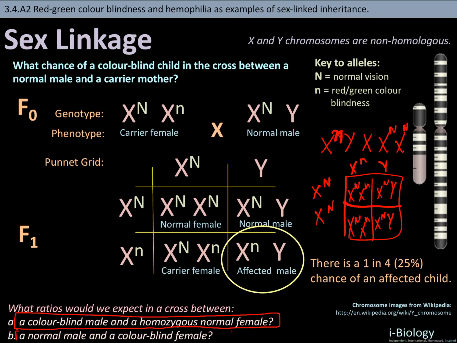How about a normal male and a colorblind female? So normal male, capital N Y, and a colorblind female is small n, small n. So boys, 100% gone. 100% boys colorblind, but females, both are carriers because they get one. Both females are normal but carriers. All males are colorblind. Okay?